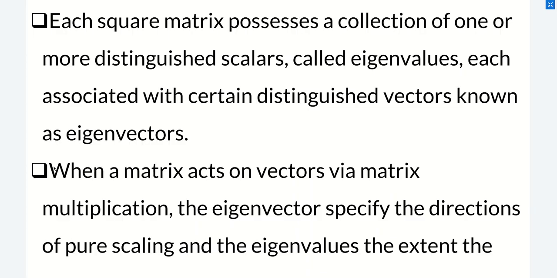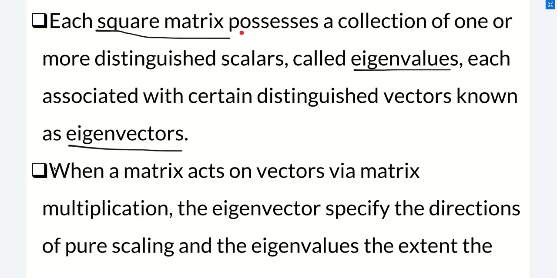Okay. So now any square matrix possesses a collection of one or more distinguished scalars called eigenvalues. Any square matrix. So the term over here is a square matrix. That is something that you have to take note of. Any square matrix possesses a collection of one or more distinguished scalars called eigenvalues, each with its associated vector known as what? Eigenvectors. So we have the eigenvalue, then the eigenvalue has an associated vector called eigenvector.